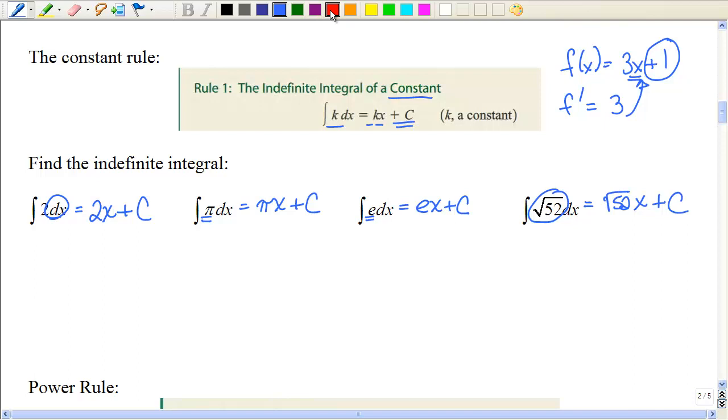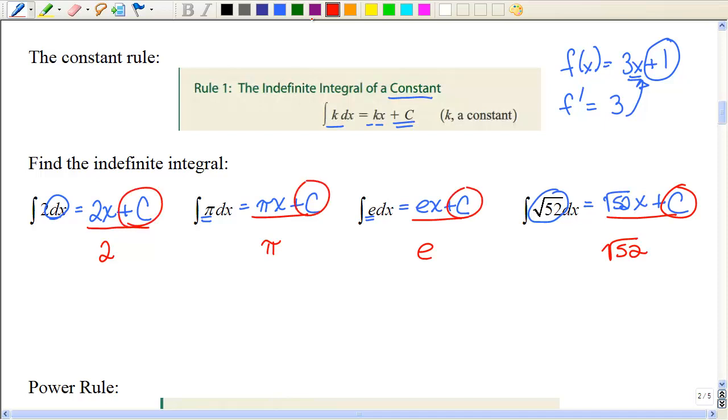And again, if you wanted to check your work and go backwards, if you took the derivative of 2x plus some constant, you would just get 2. The derivative of that is just pi. The derivative of that is just e. The derivative of that is just 52, because the derivative of all of those constants would be 0. So that's a pretty easy rule.